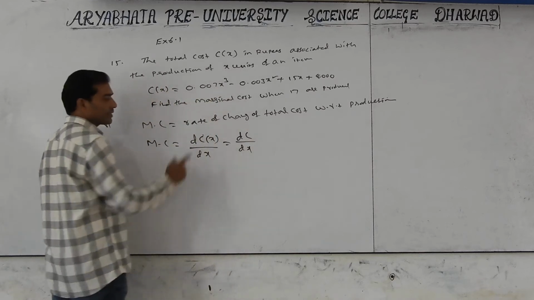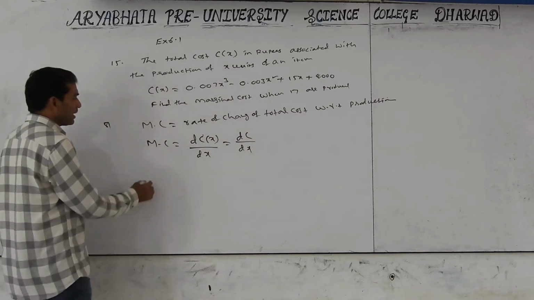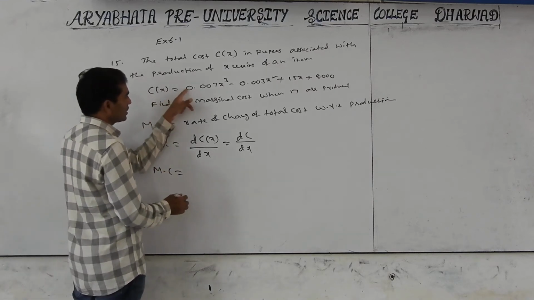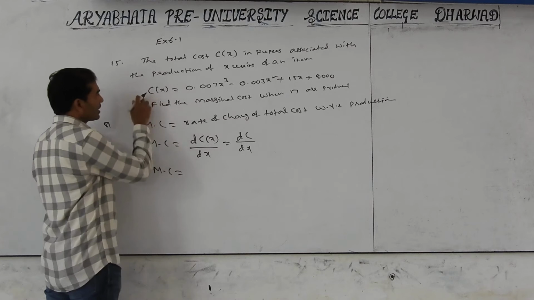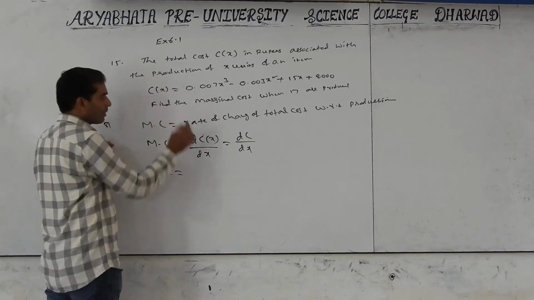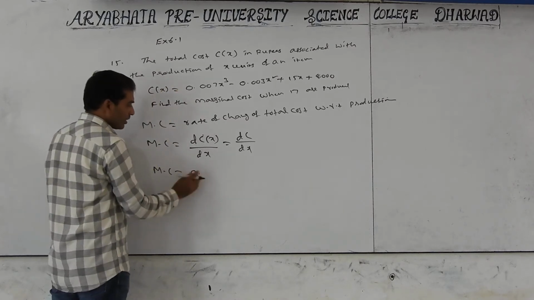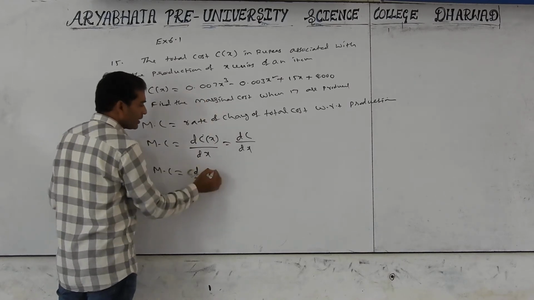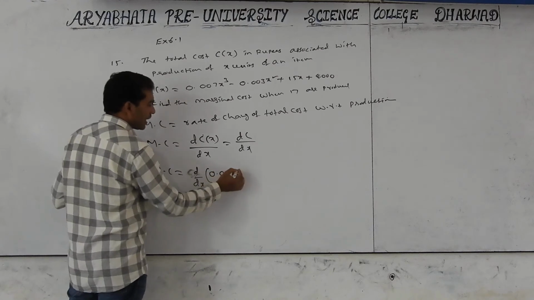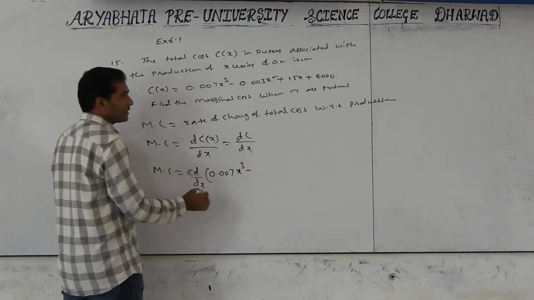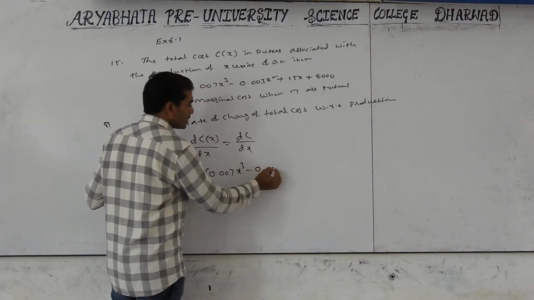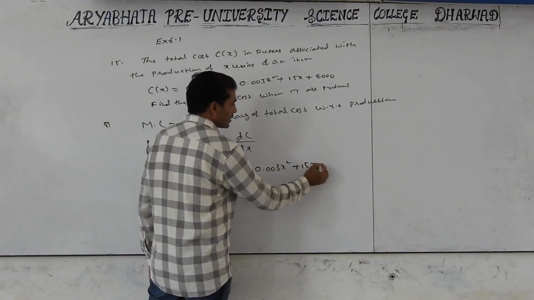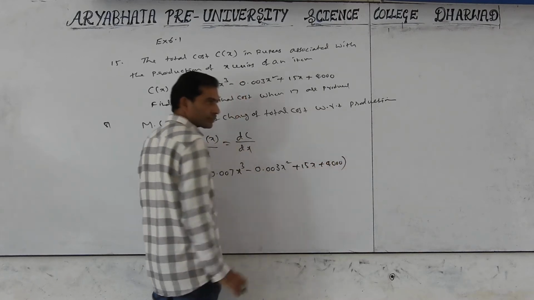C is in terms of x. Let's find dC by dx. Here marginal cost equals dC by dx, that is C with respect to x. Okay, here d by dx of C, which is 0.007 x cube minus 0.003 x square plus 15x plus 4000.